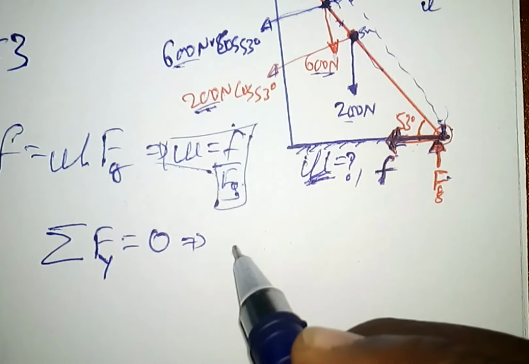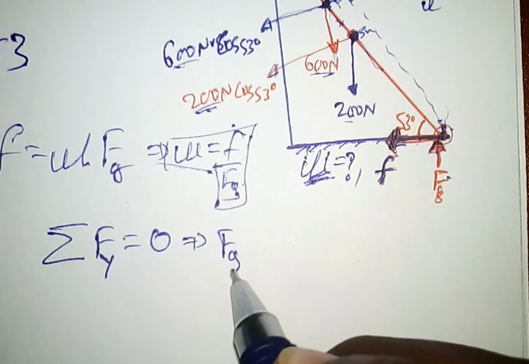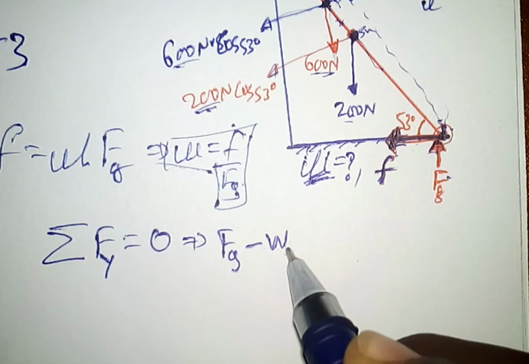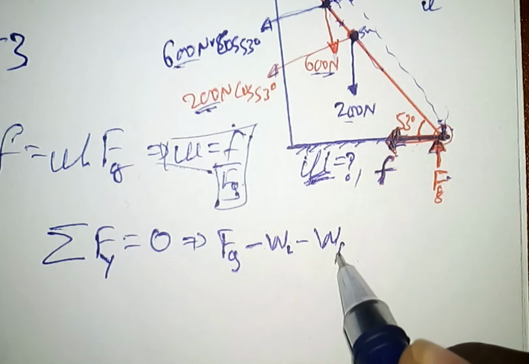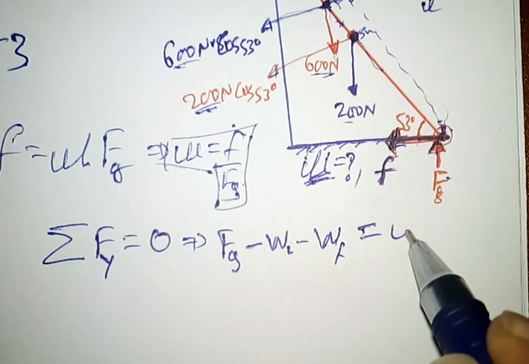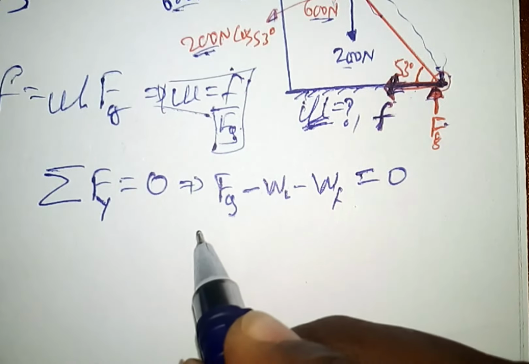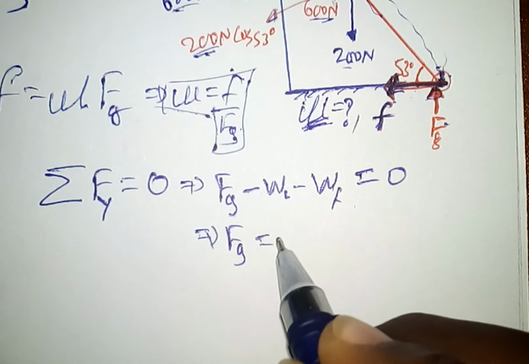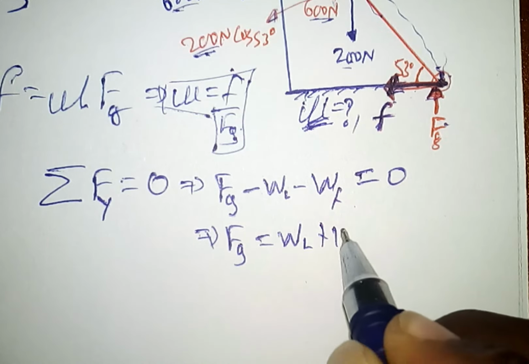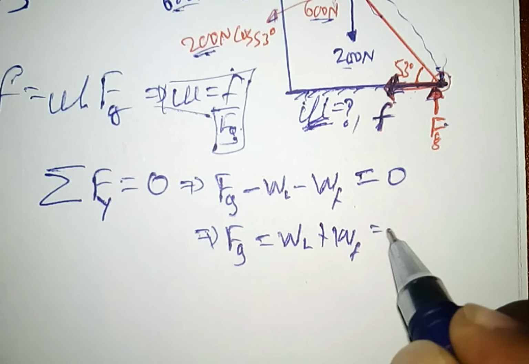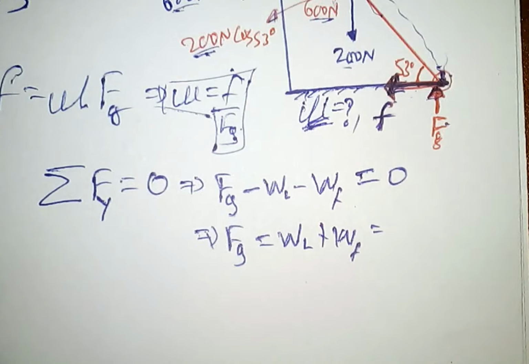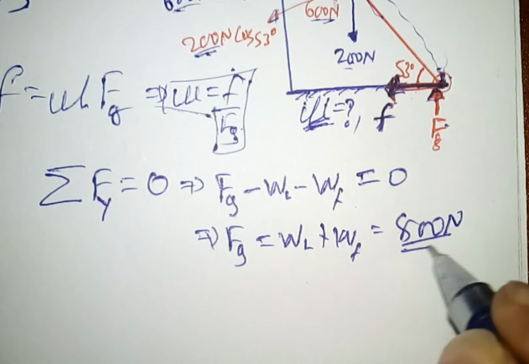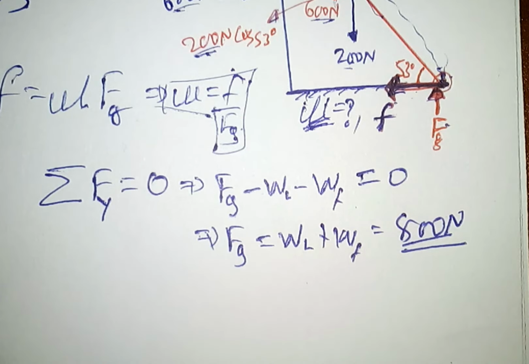This means that Fg, the upward normal force from the ground, minus the weight of the ladder, minus the weight of the firefighter, is equal to 0. Directly from this equation we can see that the normal force from the ground is equal to the weight of the ladder plus the weight of the firefighter, which is 600 plus 200, which is equal to 800 Newton. So this is the value of Fg.